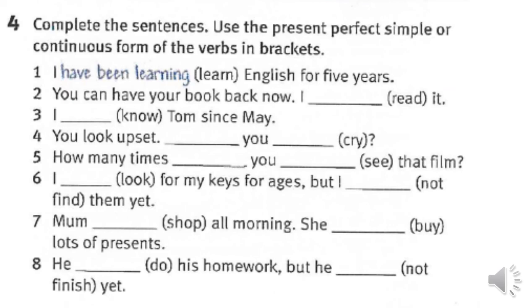Now, in your class book, page 35, complete the sentences using the present perfect or continuous form of the verb in brackets. You should pay attention here because there is a little difference between the present perfect and the present perfect continuous. Now stop the video, answer exercise number 4, then check your answers.